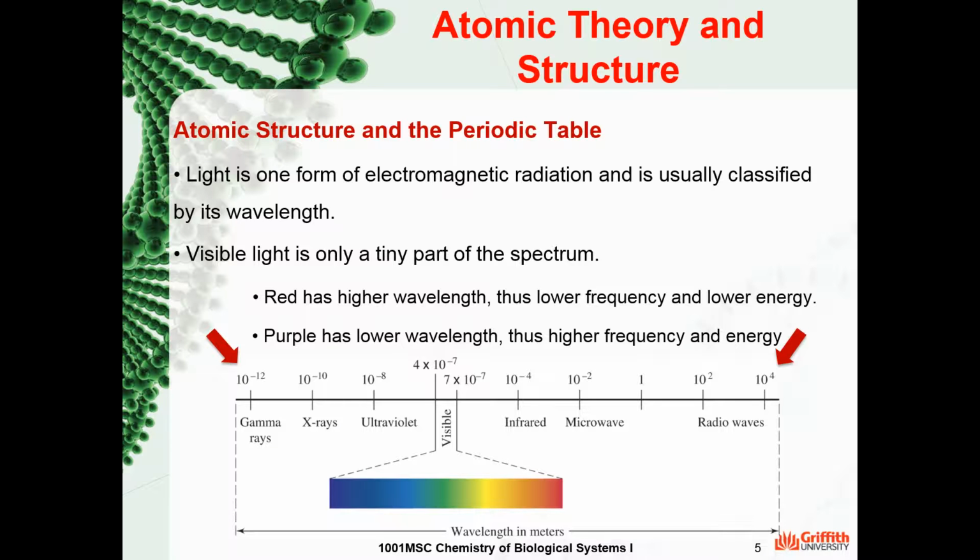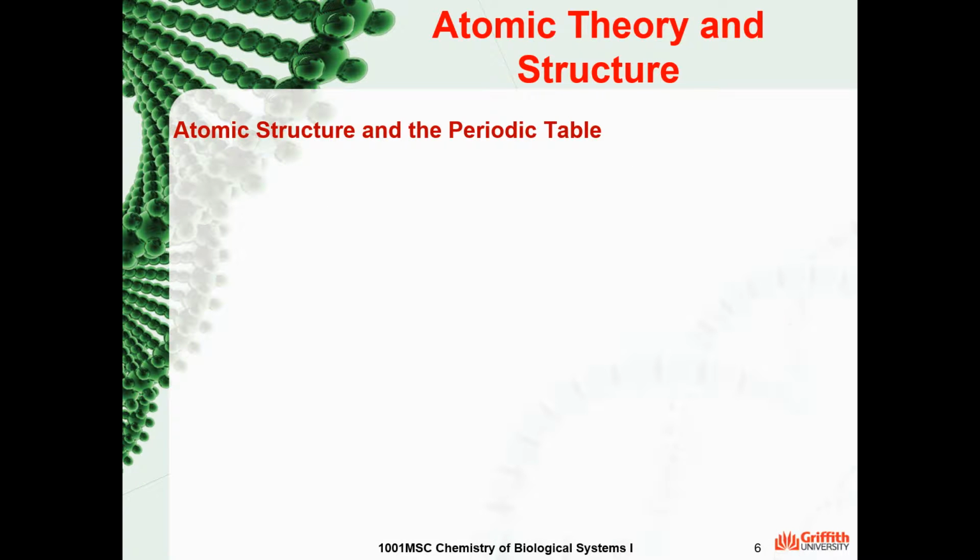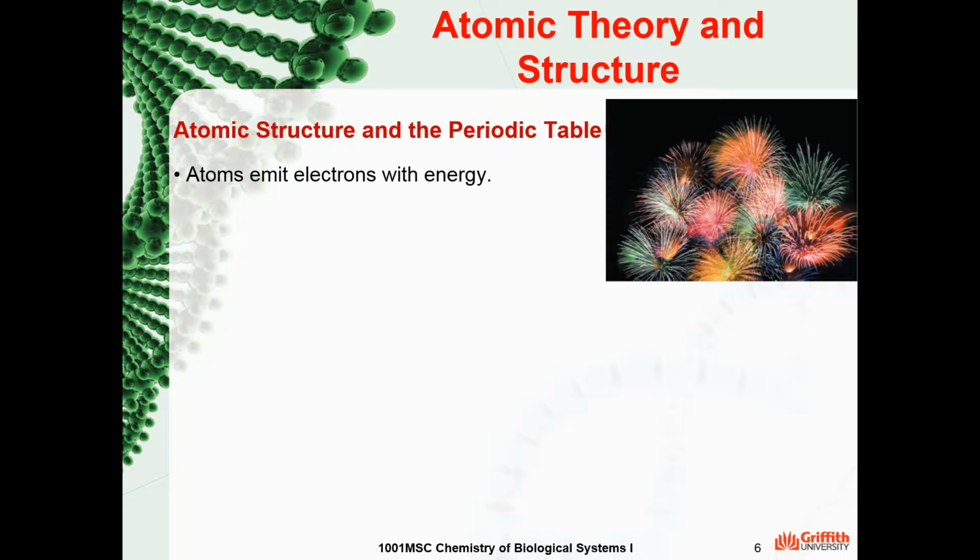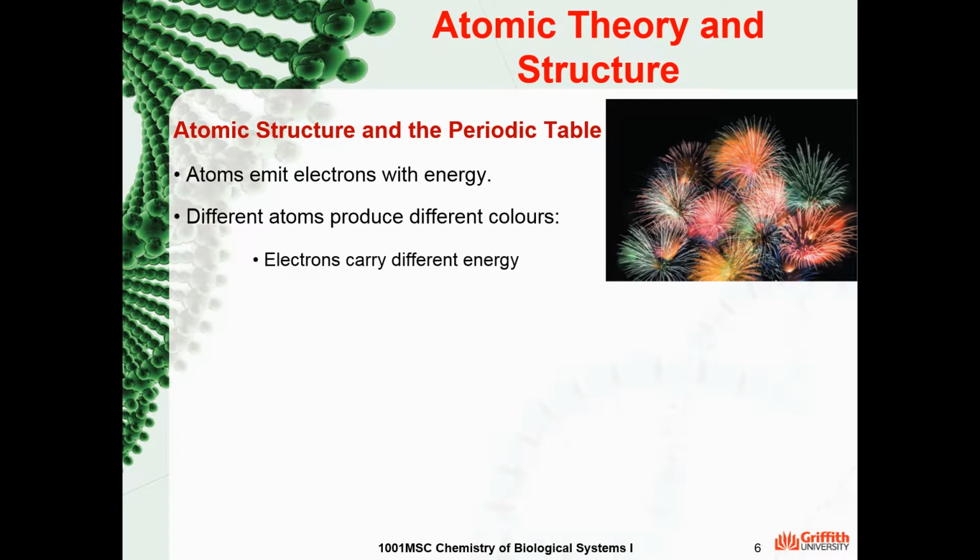Although we cannot detect any wavelengths outside this range, we have machines to detect and take advantage of these wavelengths. For example, X-rays are widely used in medical diagnostics. One of the many uses of the light produced by electrons is in colorful fireworks. Different atoms produce different colors due to the following two reasons. Atoms emit electrons with different energy. When electrons carry different energy, they produce different wavelengths or different colors.